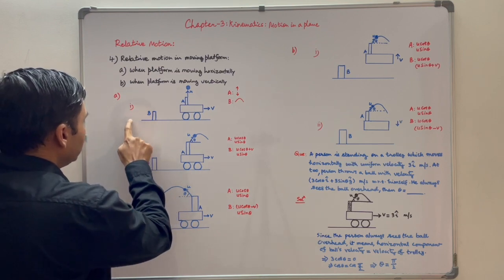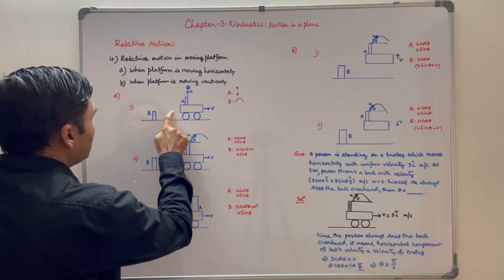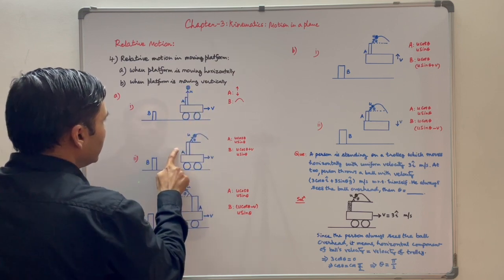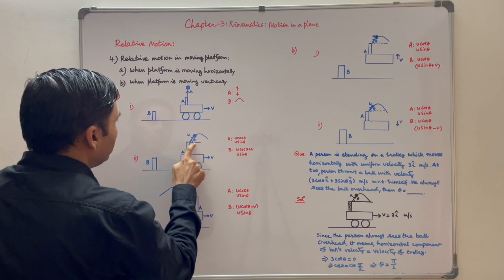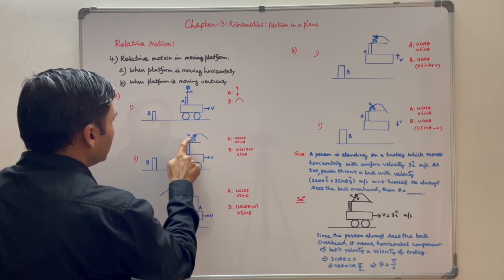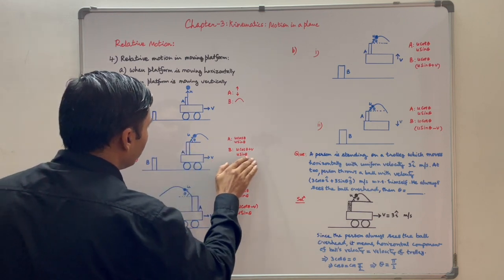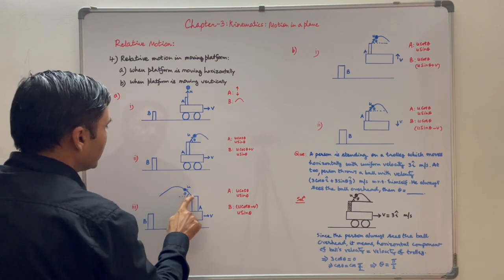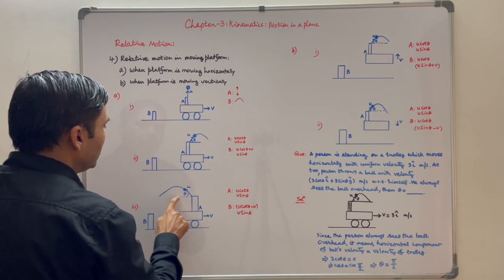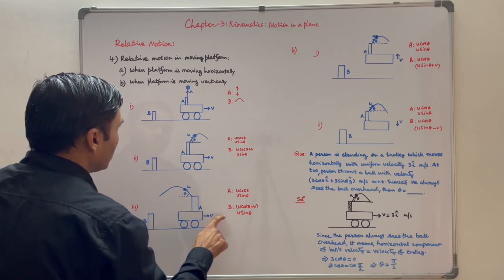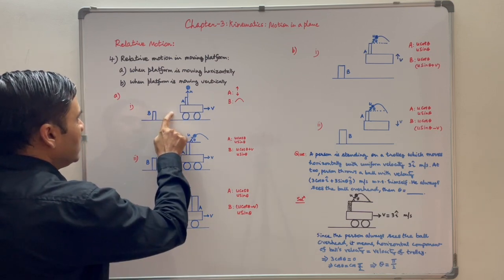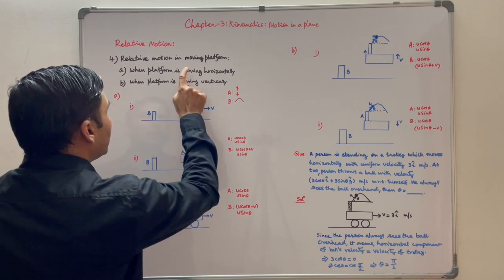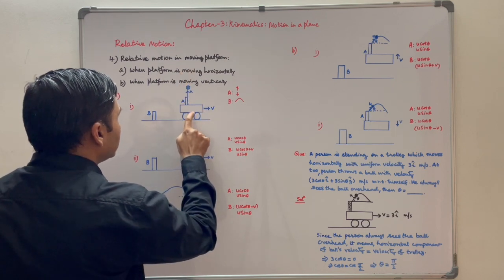We will consider three cases in it. First, when person A throws the ball vertically upwards. Second, when the person throws the ball making an angle theta with the horizontal in the direction of movement of trolley. In third case, person throws the ball making an angle theta with the horizontal but in opposite to the movement of trolley. In case 1, person A will see the ball moving either in vertically upwards or downward direction.